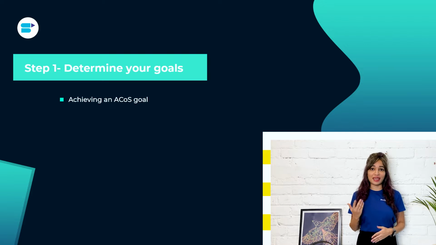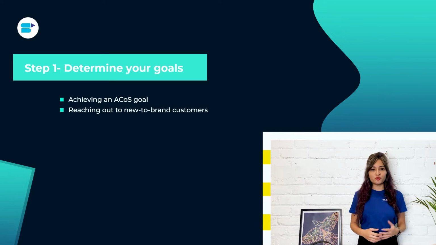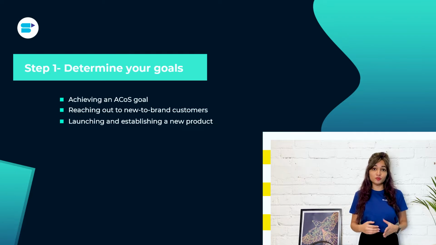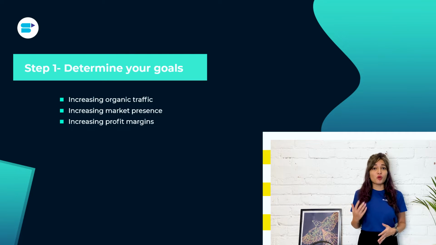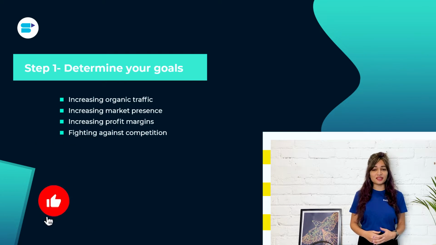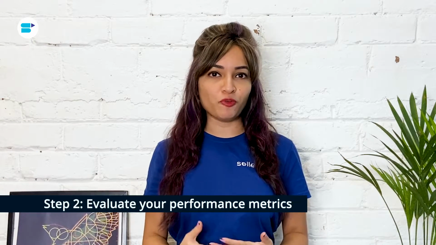For instance, achieving an ACOS goal, reaching out to new to brand customers, launching and establishing a new product. At the next level, this can be broken down into more specific goals such as increasing organic traffic, increasing market presence, and also increasing profit margins, fighting against your competition, and so on. In each campaign, there is always room for improvement. A PPC audit can assist you in determining where you can optimize your campaign to better align it with your goals. However, you must first set the goals in order to ensure that the right metrics are measured in the right way.